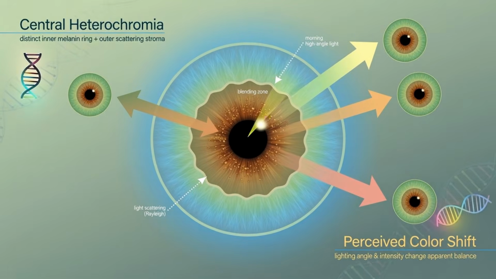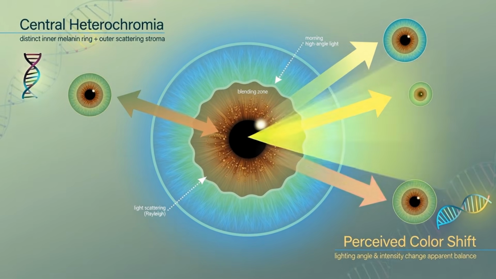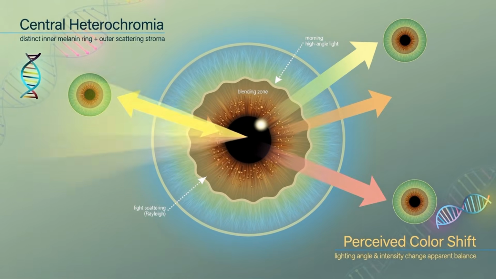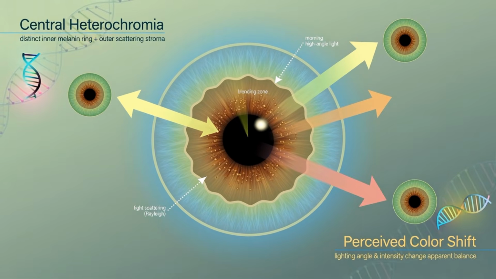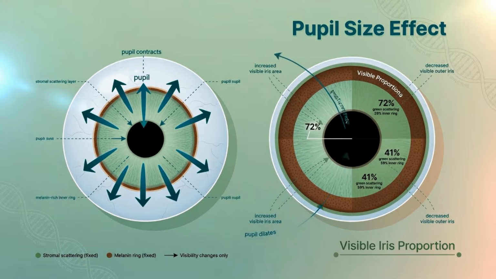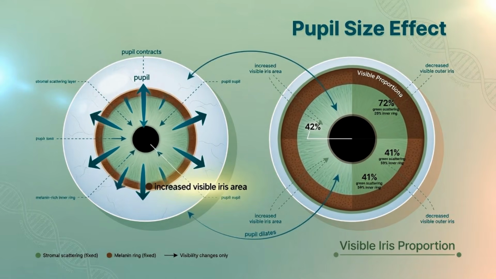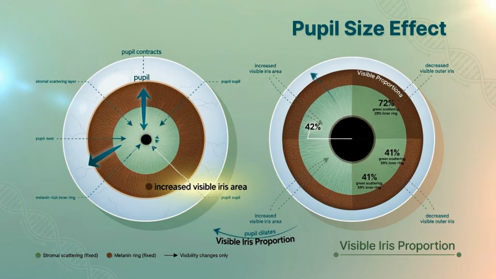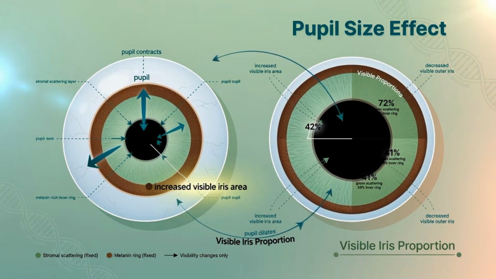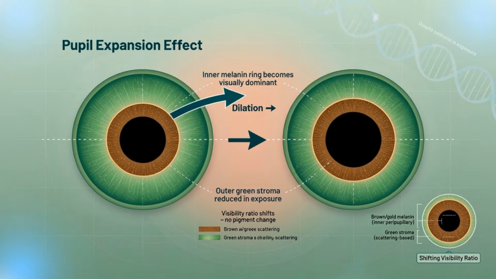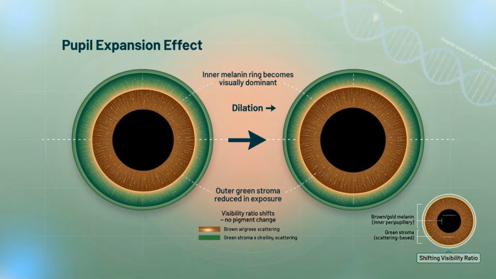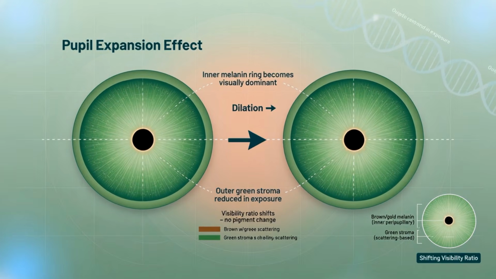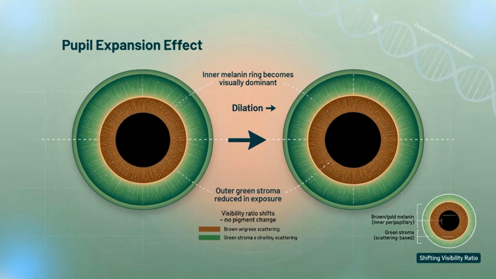The result is sometimes called central heterochromia, and it's responsible for the experience many people describe of their eye color seeming to change throughout the day. What's actually changing isn't the color itself, it's the proportion of the iris that's visible. When the pupil is small, the outer green dominates. When the pupil expands, it covers more of the inner ring and brings the brown or gold forward. The ratio shifts, not the pigment.